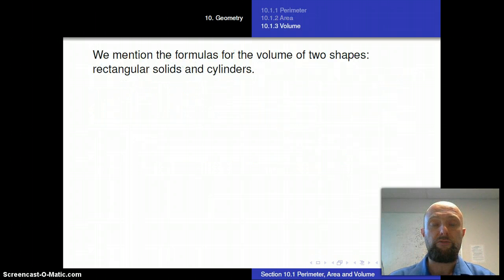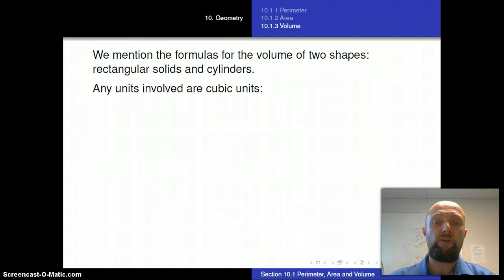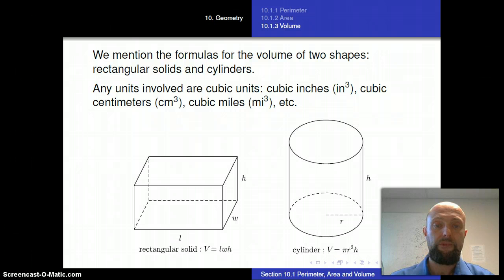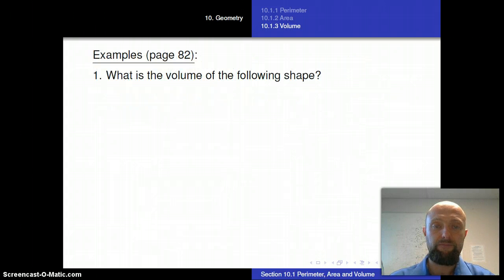Next, we are up for volumes. We mentioned the formulas for the volume of two shapes, rectangular solids and cylinders. Any units involved are cubic units: cubic inches, cubic centimeters, cubic miles, etc. For a rectangular solid, the volume is the length times the width times the height. For a cylinder, the volume is pi r squared h, where r is the radius of the cylinder and h is the height of the cylinder.